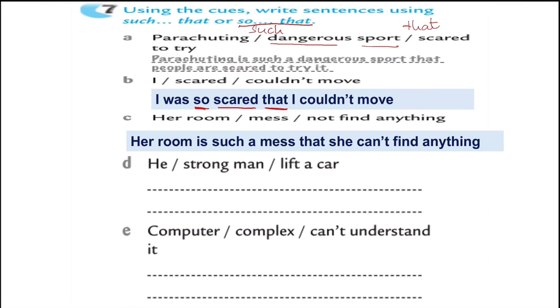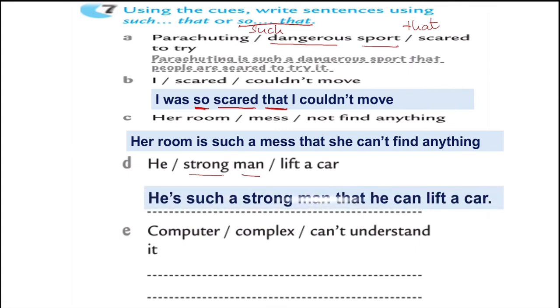All right. The next one, D, he, strong man, lift a car. So here we have, again, like the first example, an adjective and then a noun. So we have to use such here. He is such a strong man that he can lift a car. Now I want you to notice the structure. We have such and then a or an if it's a singular noun, and then strong, the adjective, and then man, the noun, and then that, and then we continue with a complete sentence. He can lift a car, right?